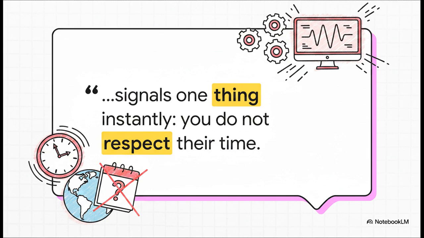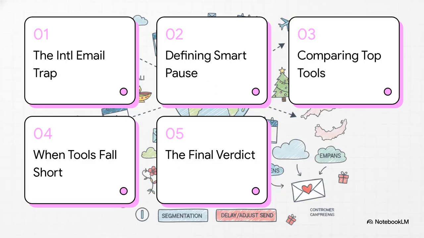Okay, let's dive into this, because we aren't just going to sit here and talk about the fear of cultural insensitivity today. We're going to actually solve the problem by looking at the tech designed to prevent it. Here's our quick roadmap for today's explainer. We'll start with the international email trap, then define Smart Pause, compare the top tools, look at when top tools fall short, and wrap up with the final verdict, moving right along.